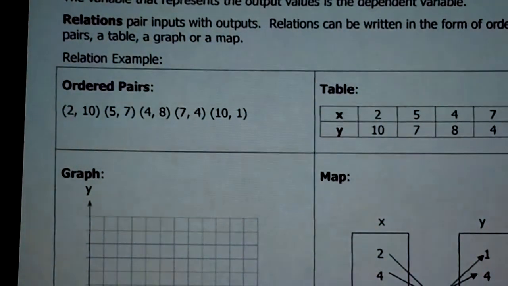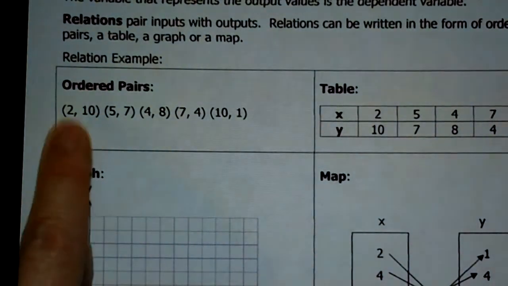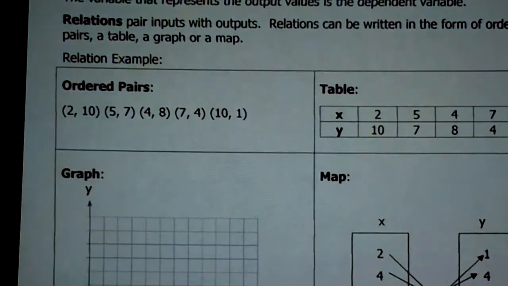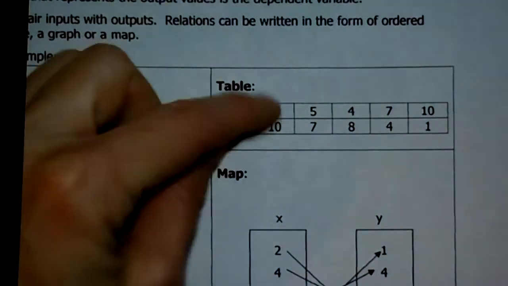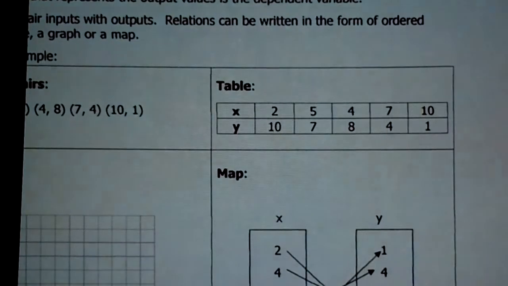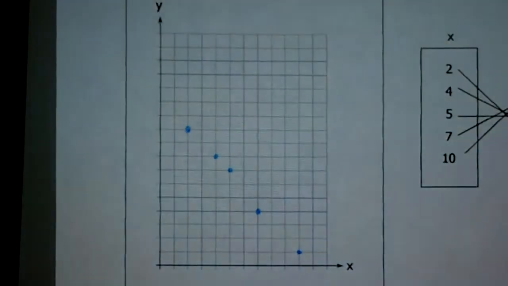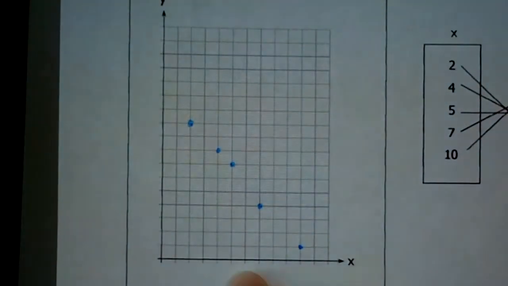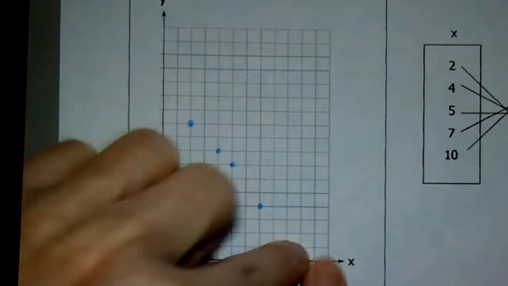One way we can write a relation is using an ordered pair. There's your x, there's your y. It's their relationship together. You've also seen relations in tables. Again, the 2 and the 10, they go together. They form a relation. Also a graph is made up of a relationship between your x values and your y values, and those points have a relationship.